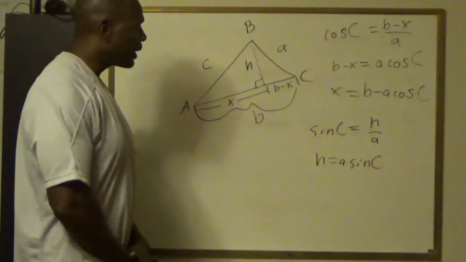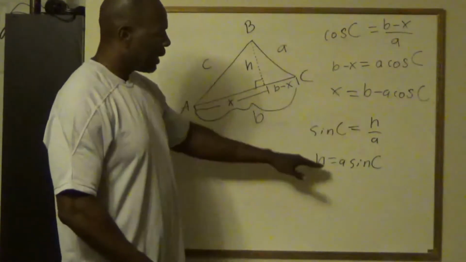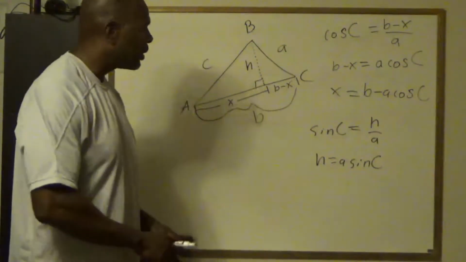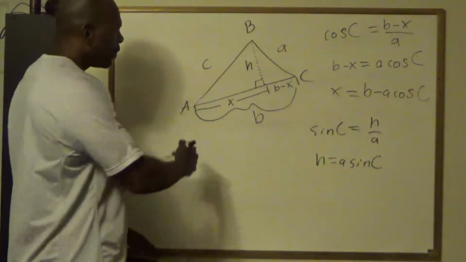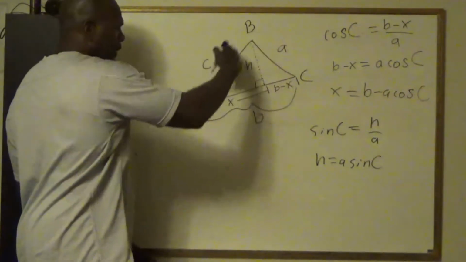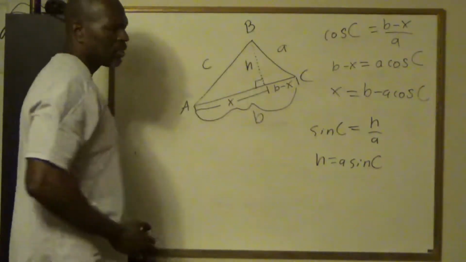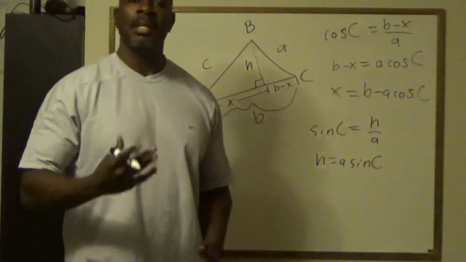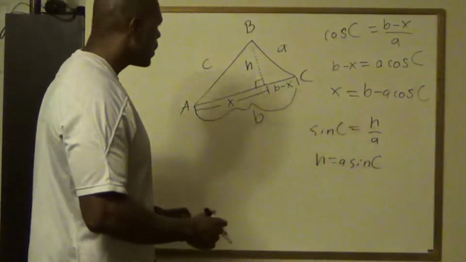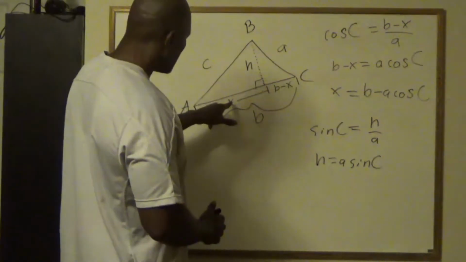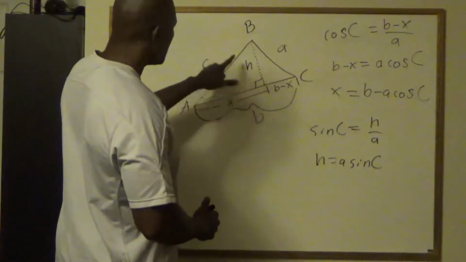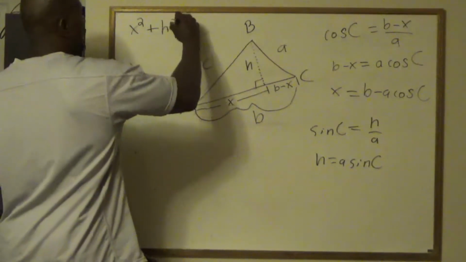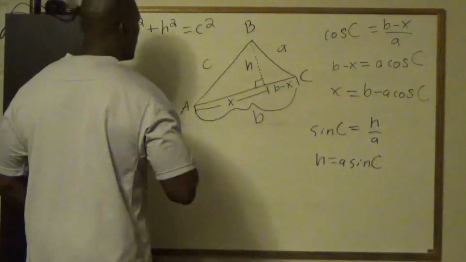Alright, so notice I have expressions for x and h. To find my formula, I'm going to use a very elementary rule that you know, the Pythagorean Theorem, on this right triangle. As you know, the Pythagorean Theorem says the sum of the squares of the legs equals the square of the hypotenuse. So that means x squared plus h squared should equal c squared.